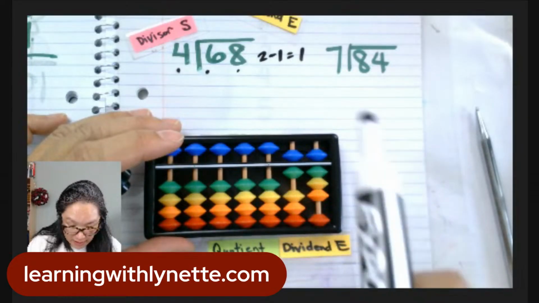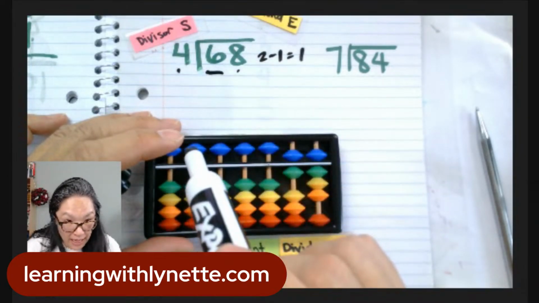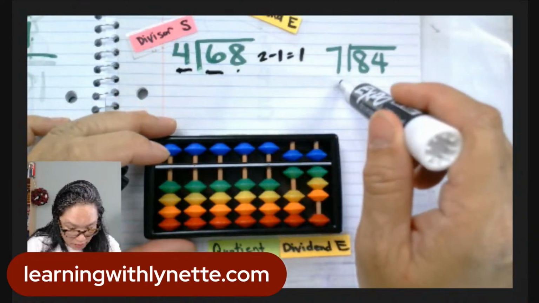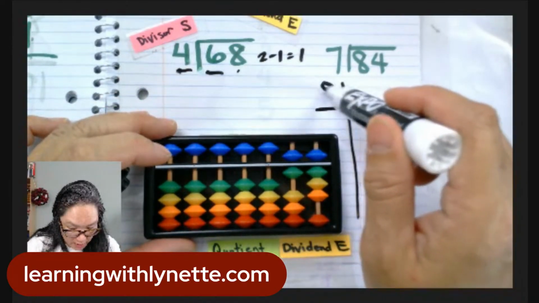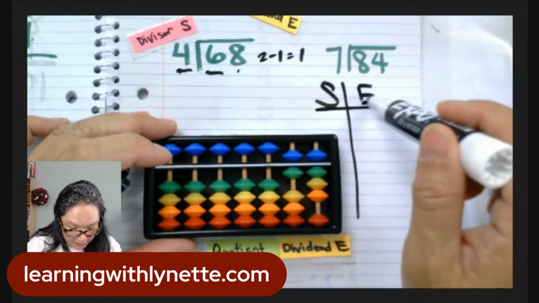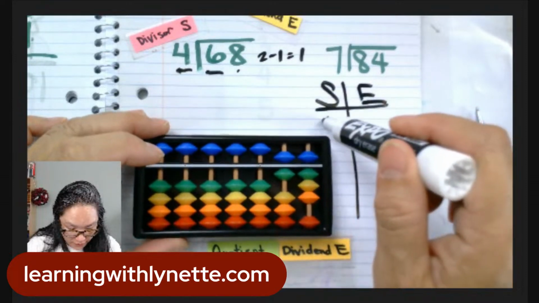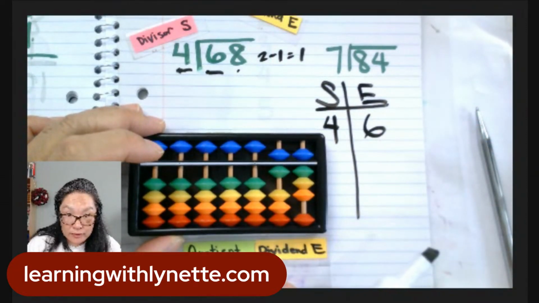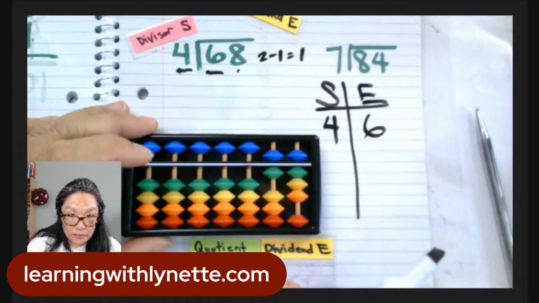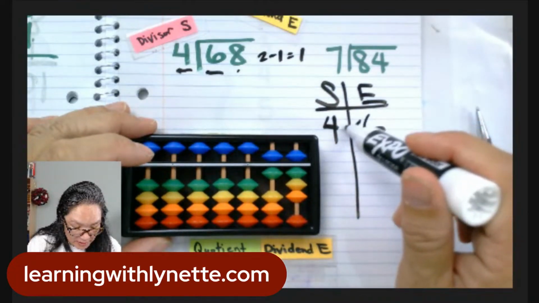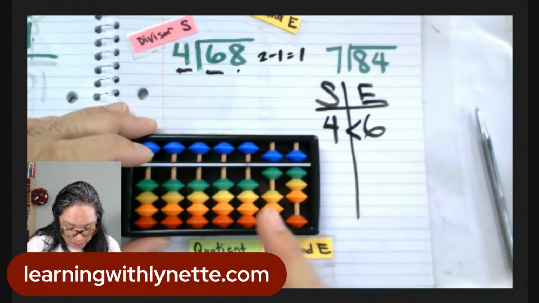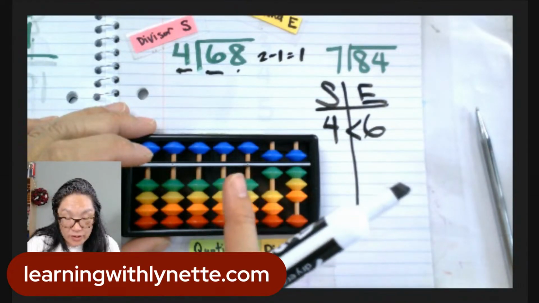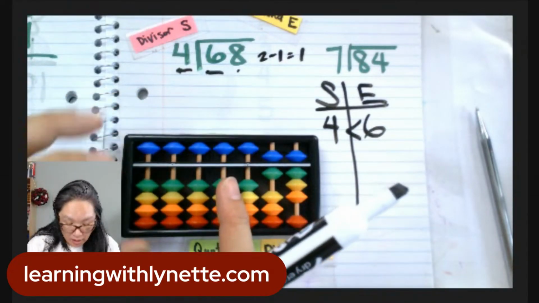Now what I do is I compare my apples to apples. I only compare 6 and 4. So when I write my chart, divisor and dividend, my divisor is 4. My dividend is 6. Who is bigger? My 6 is bigger. Because my 6 is bigger, I'm going to skip this column and I'm going to go over here. That's one of the rules. I'm just going to skip my column and go over here.